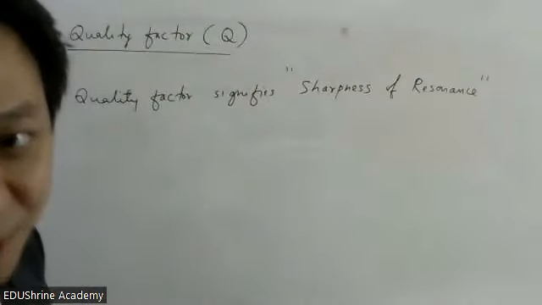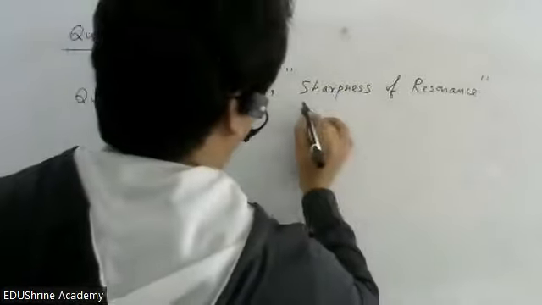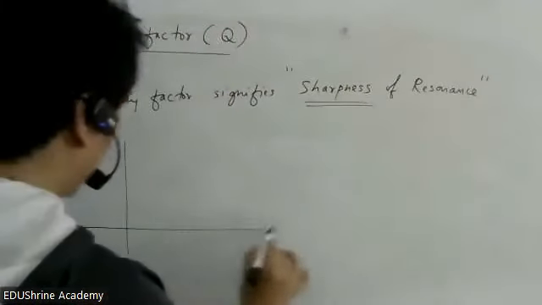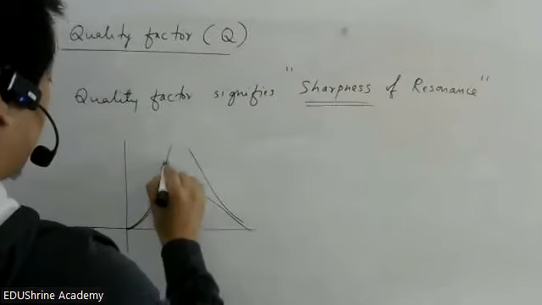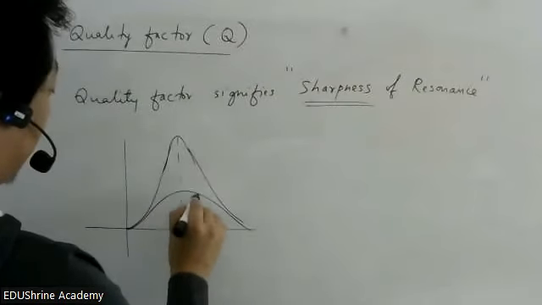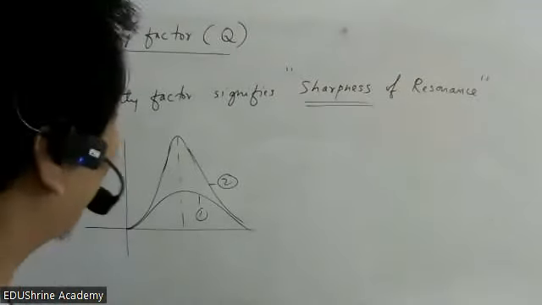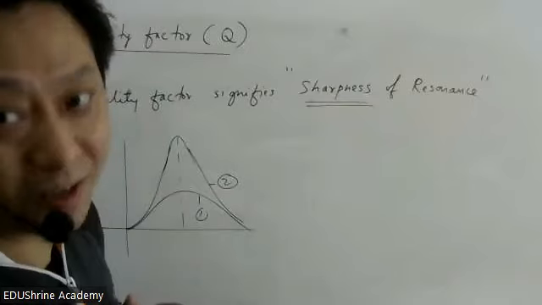Of course, I will explain, don't worry. So what is quality factor? It signifies the sharpness of resonance. Now, what is the sharpness word here? Guys, all of you try to tell me. Which graph would you say is more sharp? First one or second one? Second one, sir. So the second graph we say is more sharp. This one is more blunt.